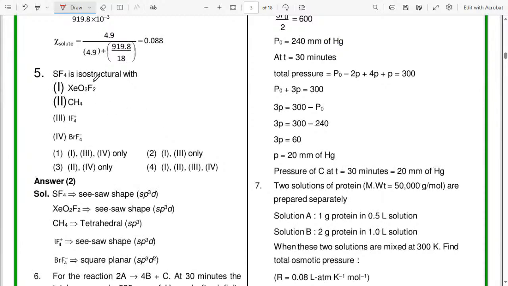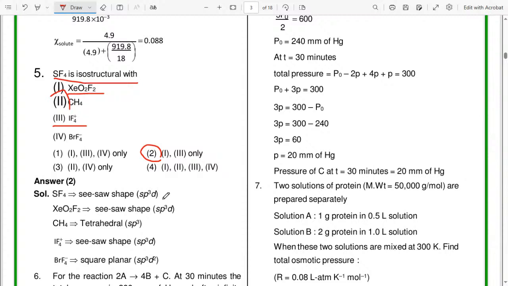SF4 is isostructural with, yes, isostructural with what? It is going to be isostructural with methane. Oh, sorry. Isostructural with 1 and 3 only. What are the 1 and 3? XeO2F2 and IF4 plus. So it is isostructural. So what is the shape?